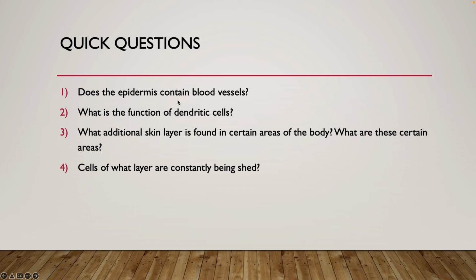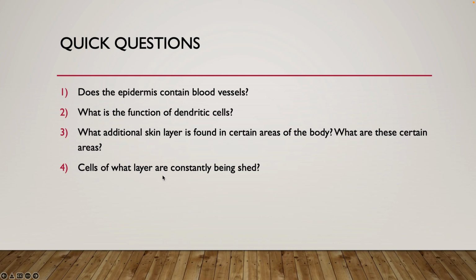What is the function of dendritic cells? Well, we know that dendritic cells, also called Langerhans cells, participate in our immune system and function as antigen-presenting cells. What additional skin layer is found in certain areas of the body? This is the stratum lucidum. And what are these certain areas? Well, we know that the palms of our hands, soles of our feet, and our digits, so the tips of our fingers and toes, will contain the stratum lucidum as this thicker layer, or thicker regions of skin.